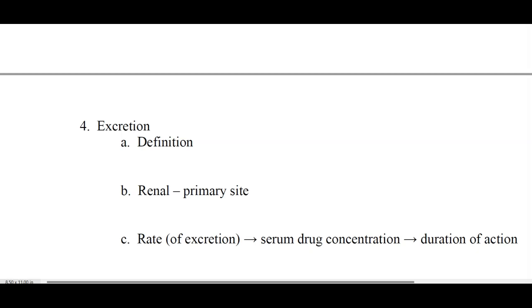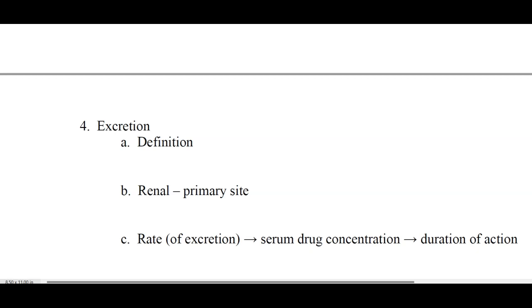So if you have somebody with decreased renal function, so their kidneys are not working well, there's a higher likelihood of an increase in serum drug concentration due to the decrease in rate of excretion. So it's taking longer for the kidneys to get rid of the medication. So there is a higher likelihood for toxicity. Again, if the kidneys are not working well, the rate of excretion will likely go down. Therefore, the drug will stay in the system longer, and there is a higher likelihood of toxicity with subsequent dosing.